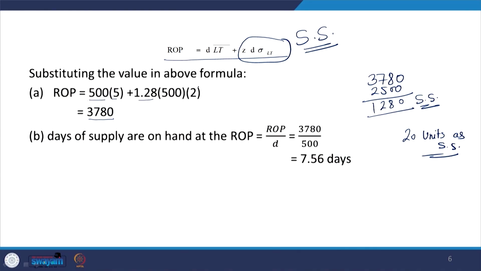If you see the fluctuation here, it is 2, that is the fluctuation of your lead time. If we have a better supplier who can supply with a fluctuation of 1 day, if my sigma LT comes to 1 day, automatically this entire term will reduce by 50%, it will become half of this. So, in place of 1280 units as your safety stock, you will have only 640 units.